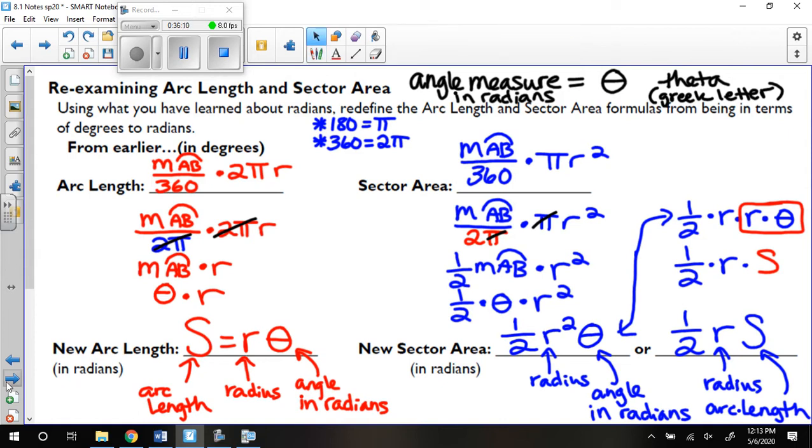Y'all, these are really not all that complicated. I was just showing you where these new versions of the formulas come from. If it was a little confusing, it's okay. You just need to know how to plug into the formulas, not how to derive the formulas.